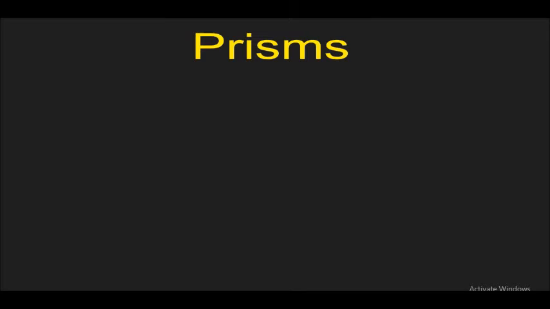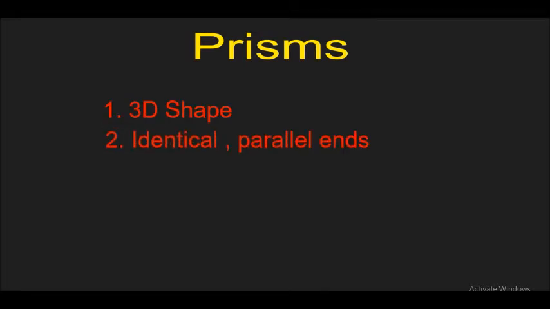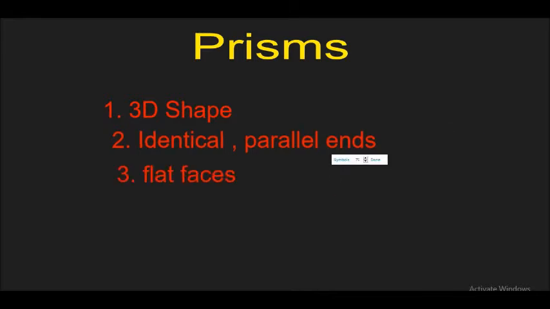Instead of writing a definition, I will write some properties of prisms, and with the help of those properties you can easily identify that your given shape is a prism. So what is the number one property? It's a 3D shape. Secondly, identical parallel ends, and last, it has flat faces. Now these are the three conditions which help us to identify the prism.